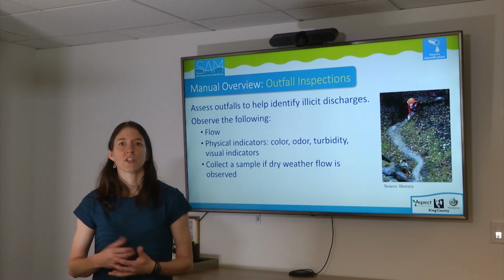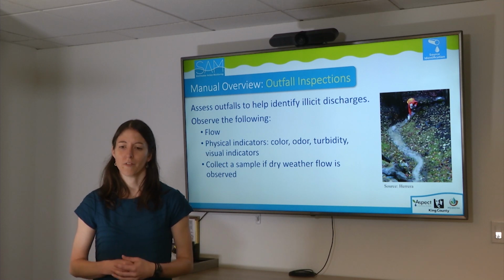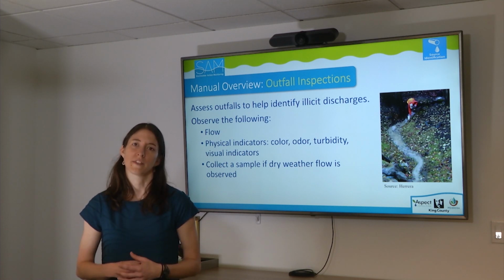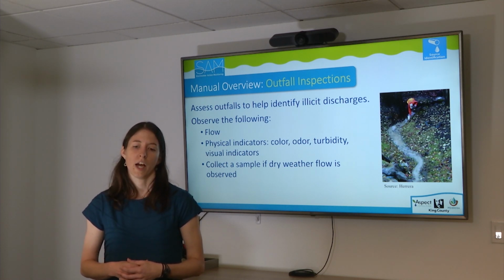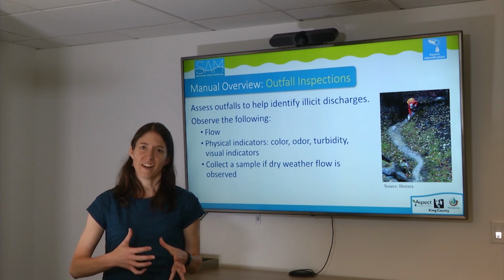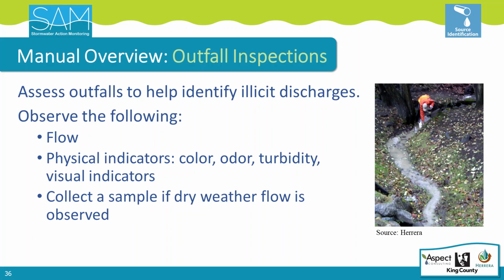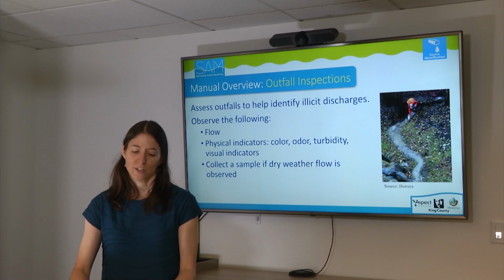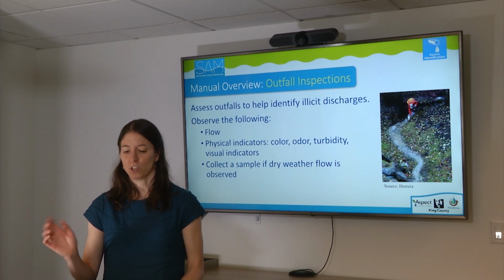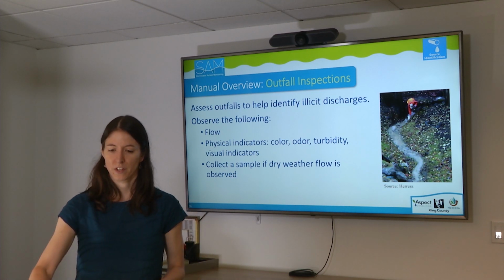So it kind of depends on how your jurisdiction's set up and whether outfall inspections would work for you, how your drainage basins are set up and things like that. But it is a good way to look at the end of the line. Are we noticing any issues there? So taking a look at flow, again, our physical indicators, color, odor, turbidity, visual indicators. And then if you're seeing flow, collecting a sample during dry weather to take a look at that in more detail. And that's located on page 33 in the manual, or page 43 if you're navigating through the PDF.